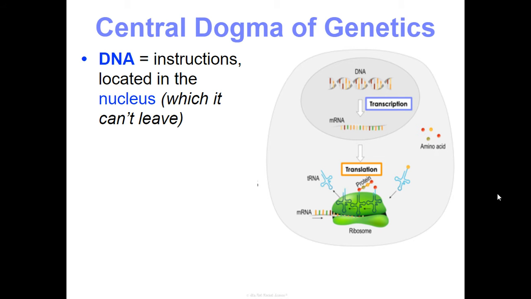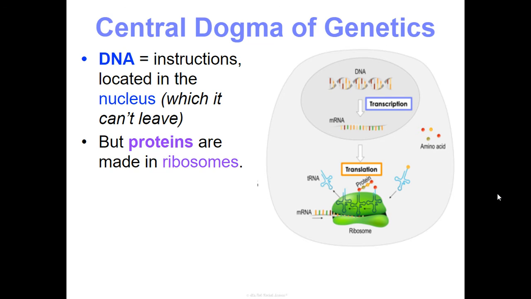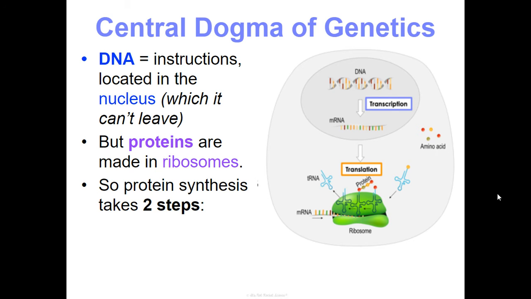Now, putting this all together, we call this the central dogma of genetics. Starting with DNA, which we know is found in the nucleus, remember, it cannot leave the nucleus. But how does the code get to a ribosome in the cytoplasm? Well, it is a two-step process.